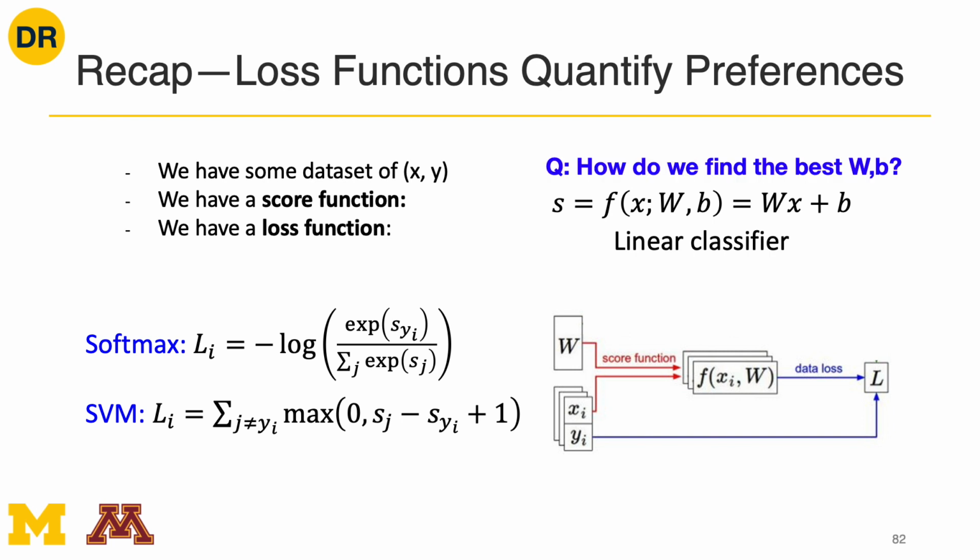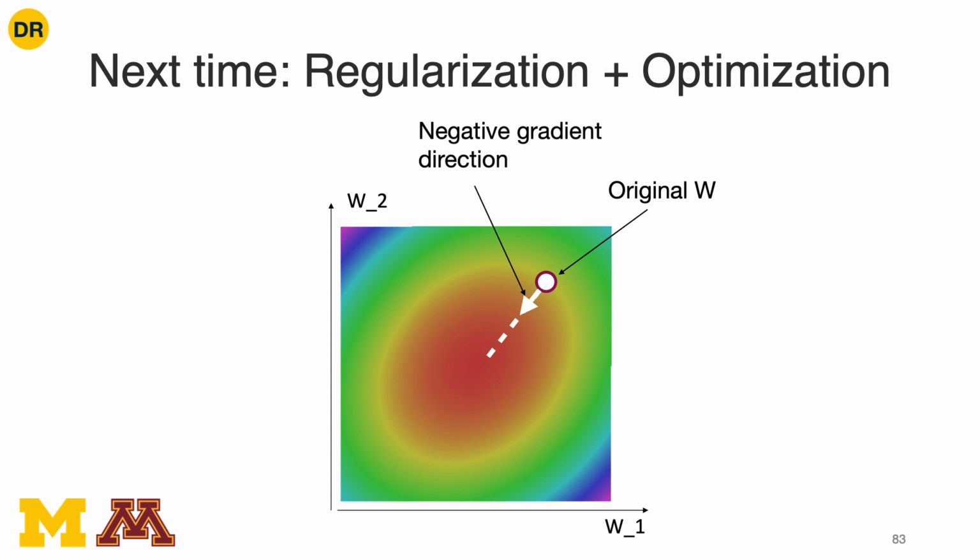The one thing that we have left out, if we're actually going to produce a linear classifier that can perform well, is how we can find the best possible setting for our parameters, which is the weight matrix and the bias vector. In the next lecture, we're going to be looking at regularization and optimization, which are the approaches that will allow us to improve the weight matrix from some initial guess, so that our models actually perform well.